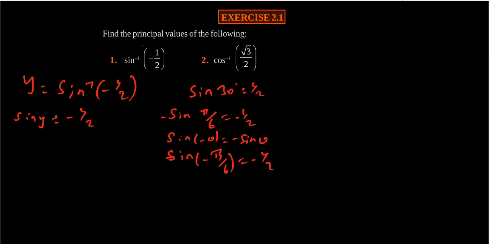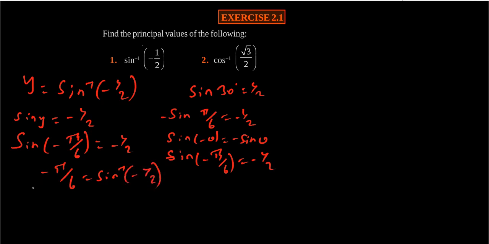So, here we have sine y equal to minus 1 by 2. The value of y is minus pi by 6. So, sine of minus pi by 6 is minus 1 by 2. If we bring sine to the right hand side, minus pi by 6 is sine inverse of minus 1 by 2. So, the principal value of sine inverse of minus 1 by 2 is minus pi by 6.